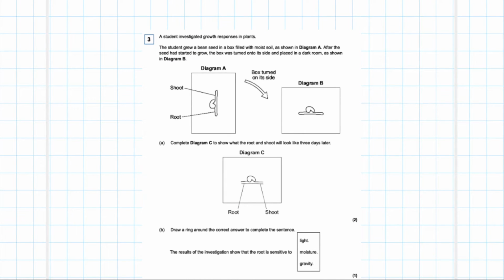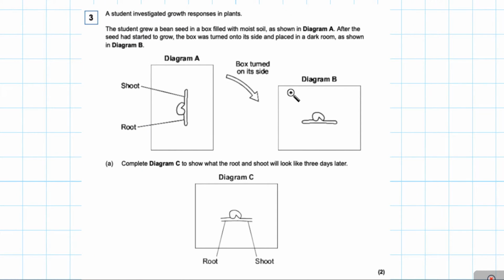Question 3. A student investigated growth responses in plants. The student grew a bean seed in a box filled with moist soil, as shown in diagram A. After the seed started to grow, the box was turned onto its side and placed in a dark room, as shown in diagram B. Complete diagram C to show what the root and shoot will look like in 3 days' time.